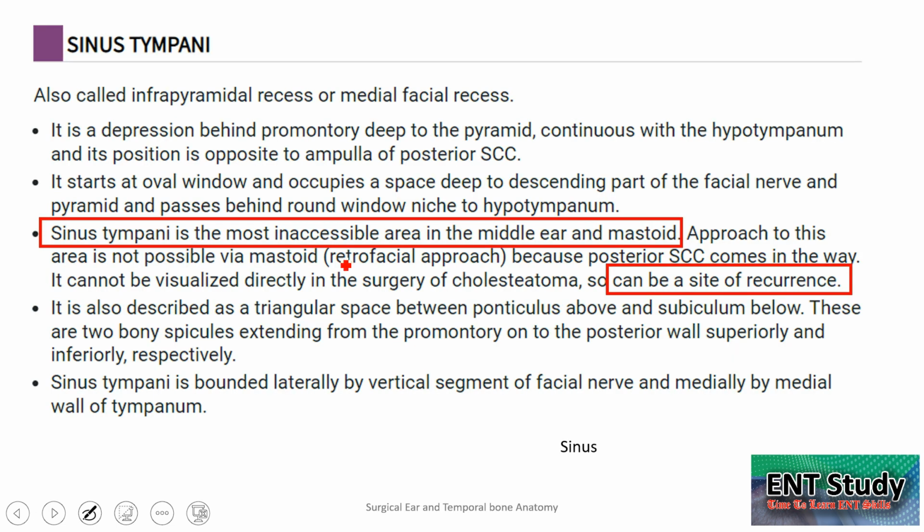The slide says that the sinus tympani is the most inaccessible area in the middle ear and the mastoid, and it can be a site of recurrence. It is a triangular space between the ponticulus and subiculum.